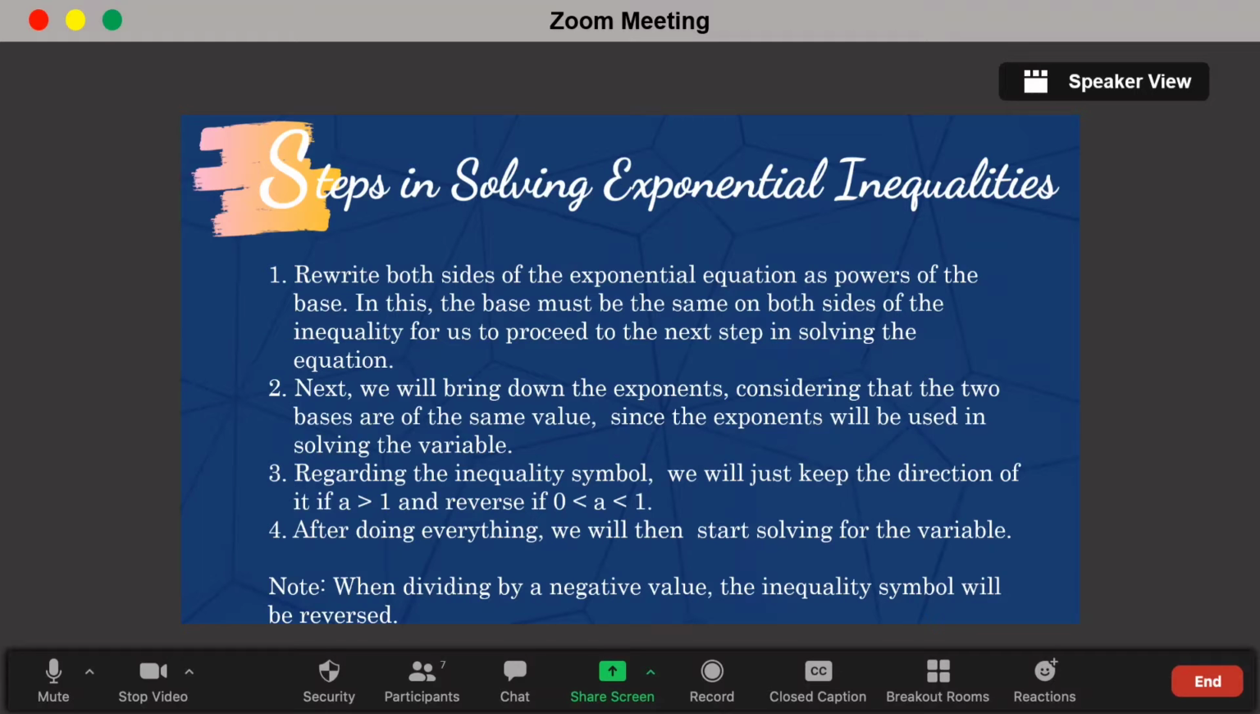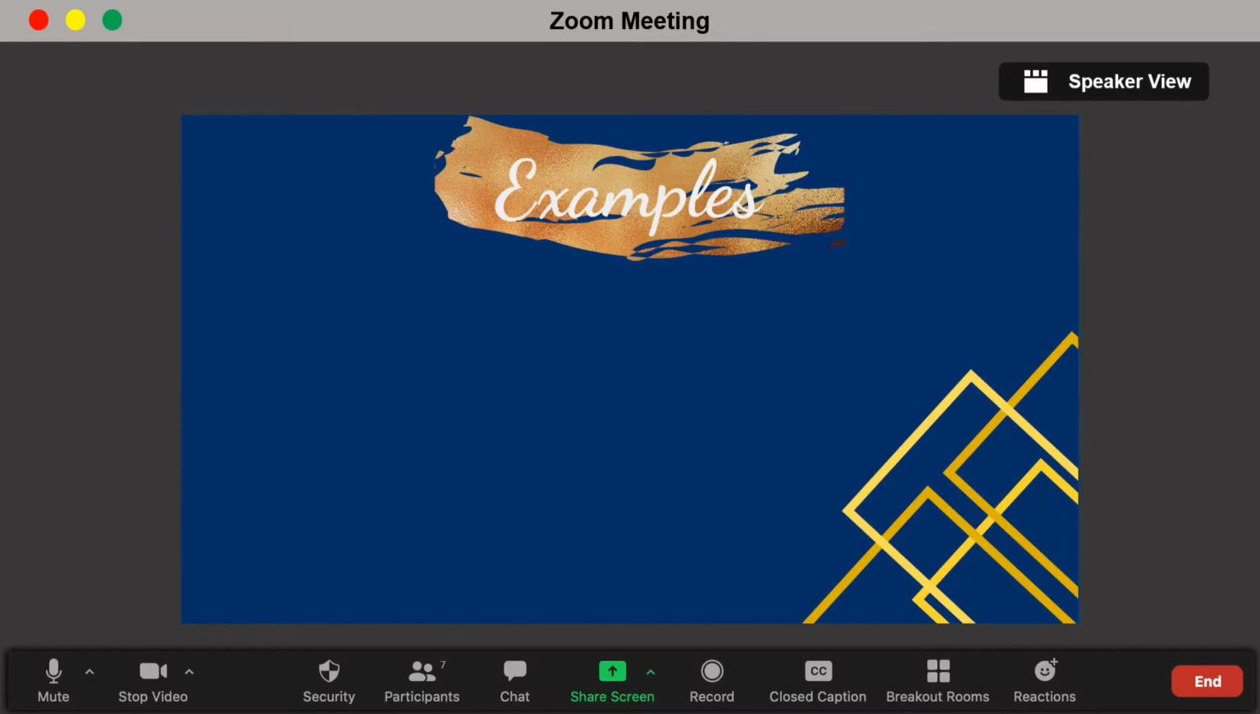After doing everything, we will then start solving for the variable. Note, when dividing by a negative value, the inequality symbol will be reversed. So, you guys should note that solving exponential inequalities is just the same as solving exponential equations. So let's try some examples.